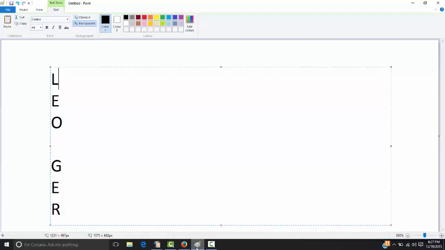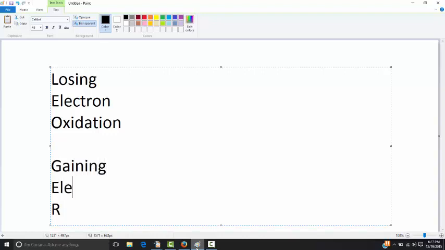So the first one, Leo, losing an electron is oxidation. The opposite of that, grr, gaining an electron is reduction. Leo goes grr. So again, pretty silly, pretty simple, but also very effective.